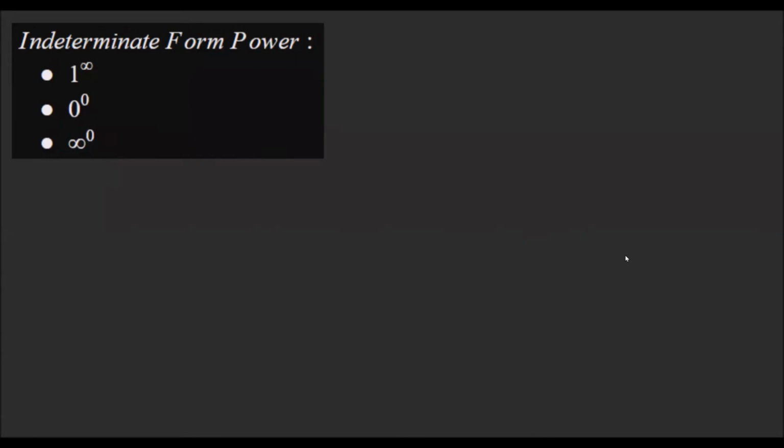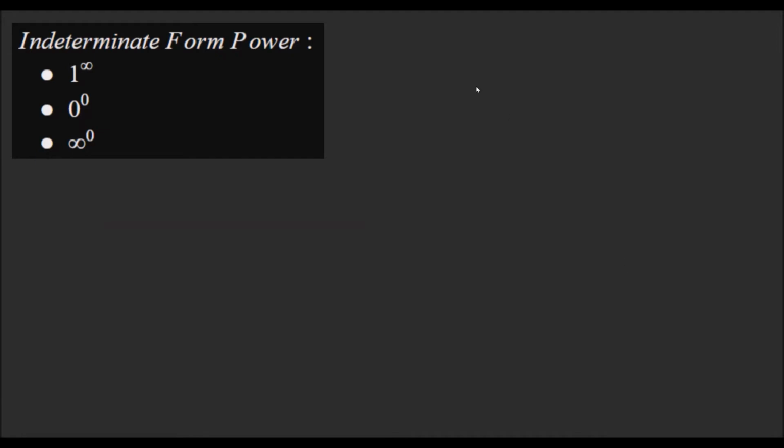This is the last indeterminate form that I'm going to go over, and it involves powers and exponents. And it is absolutely BS. It doesn't make any sense. But you do have to recognize that 1 to the power of infinity is indeterminate, 0 to the power of 0 is indeterminate, as well as infinity to the power of 0, which is indeterminate.